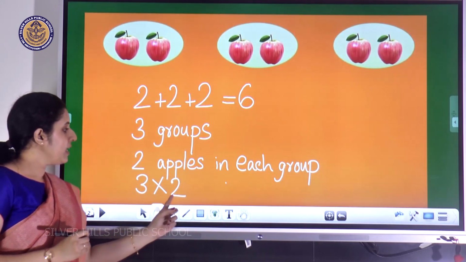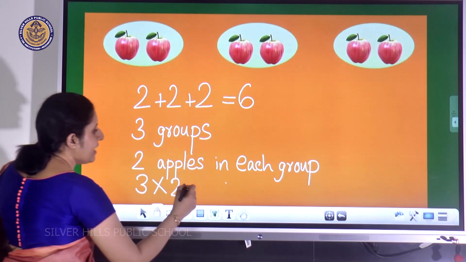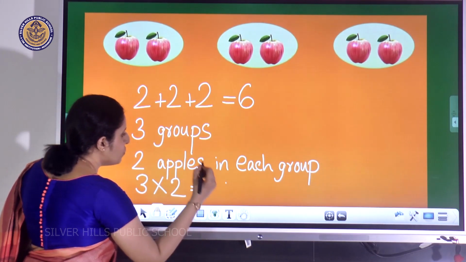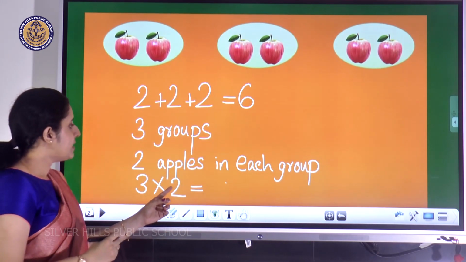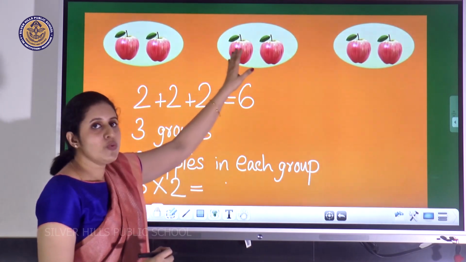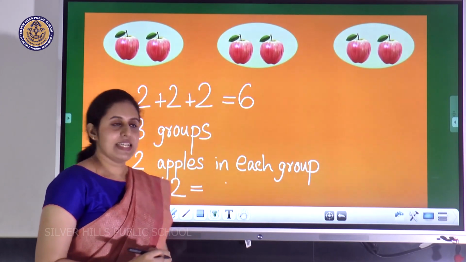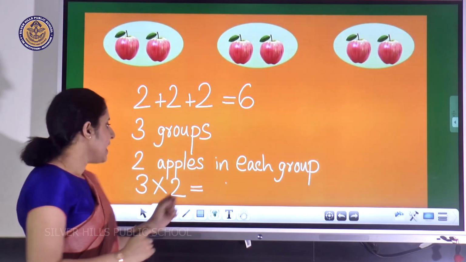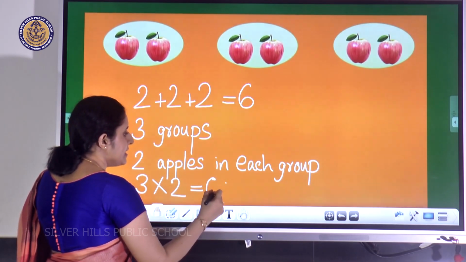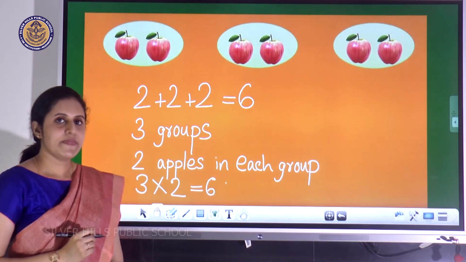Okay, so how do you read this? 3 times 2, and 3 times 2 is nothing but first time 2 is 2, 2 times 2 is 4, again 3 times 2 is 6. So, the answer is 6. You know that the answer is 6.